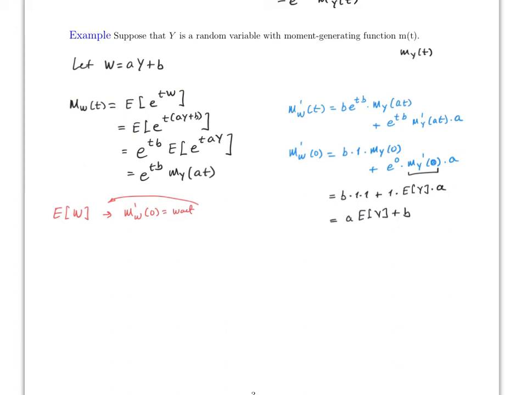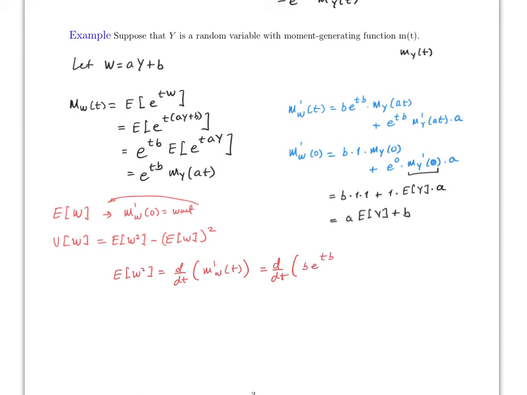Now, if we want to use this same method to find the variance, remember that the variance equals the expected value of w squared minus the expected value of w, squared, which we already found here. So you just need to find the second moment, and to find the second moment, you have to take the derivative with respect to t of the first derivative, which in this case will be the derivative with respect to t of all of this beautiful thing right here.